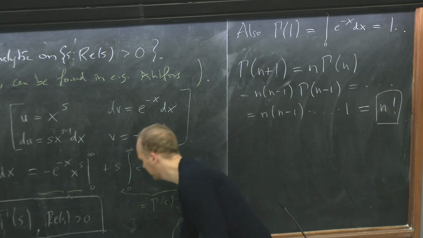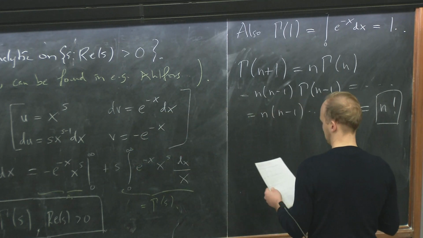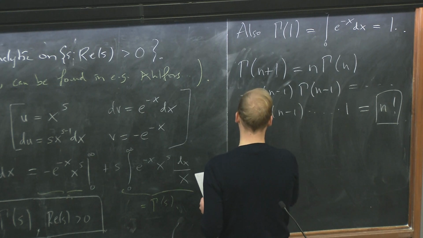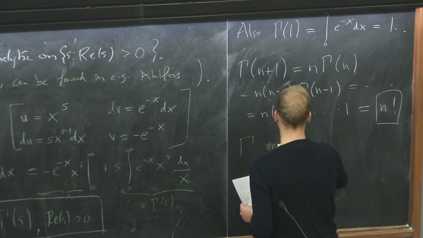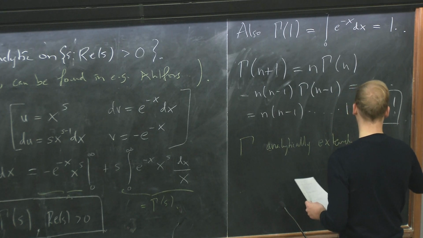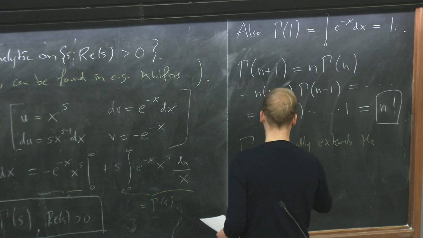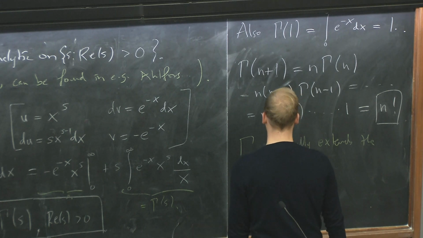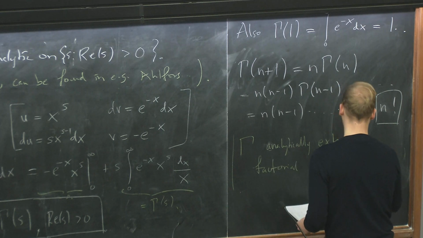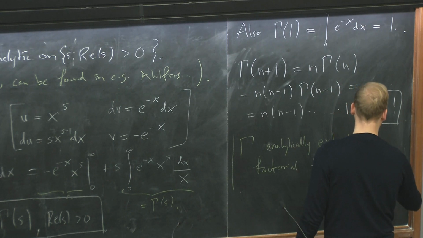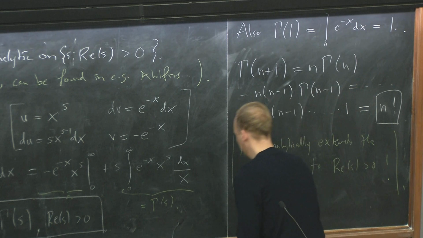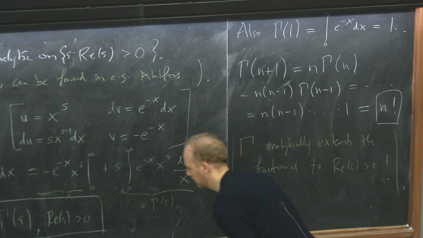So in other words, this gamma function, one of the reasons why it's so famous and used by number theorists, is that gamma analytically extends the factorial, this n factorial function, to this real part of s greater than 0. Okay, so this is one very nice thing about the gamma function.